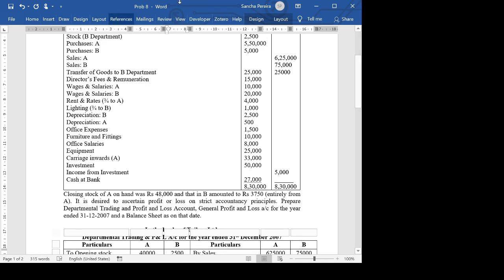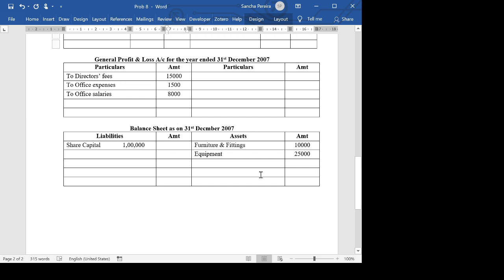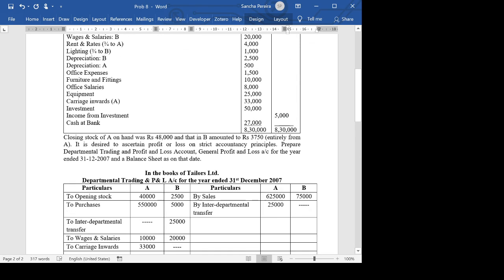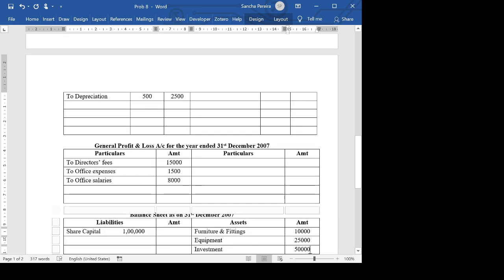Then we have investment, which is again an asset which comes in the balance sheet, 50,000. And then we have income from investment, which is 5,000. So that will come in the general profit and loss account. Leave a line for the net profit and write this: by income from investment, which is 5,000.